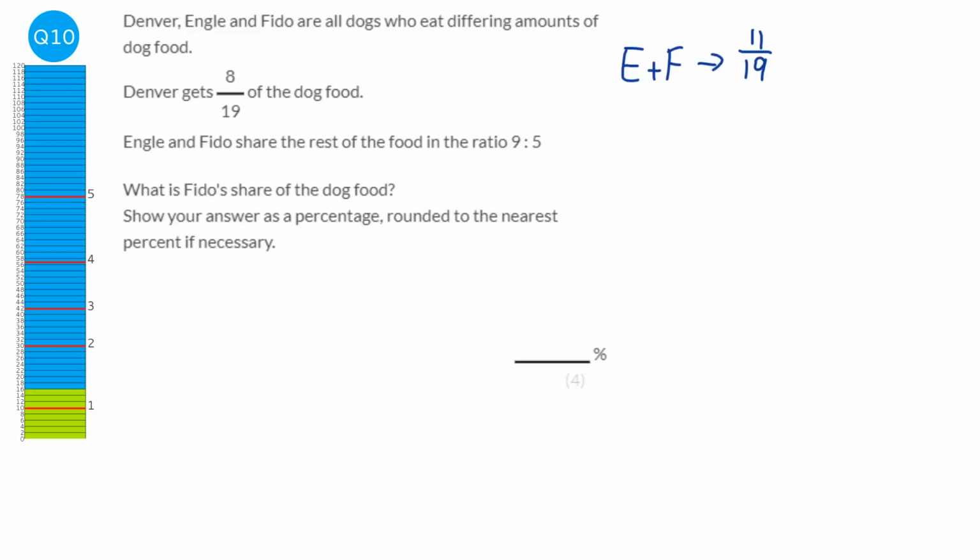I'm going to focus on the ratio next of Engel to Fido. So it's 9 to 5. And let's have a look and see, well, first of all, how many parts there are all together. So 9 plus 5, which is 14 parts. So there are 14 parts in total, and the share that they get is 11/19.